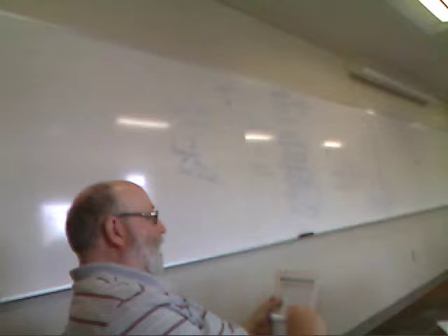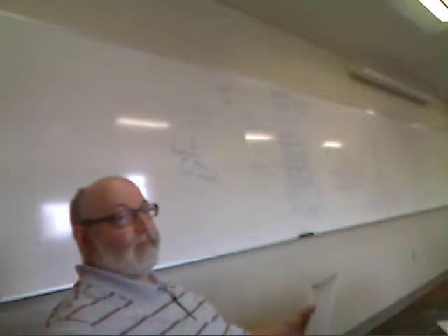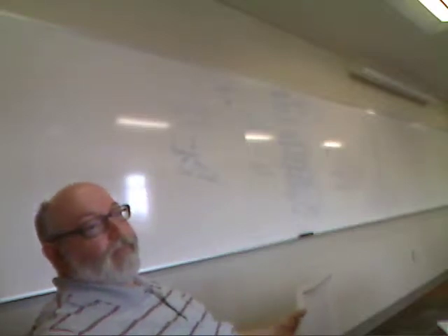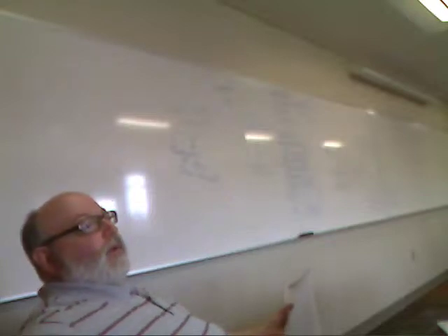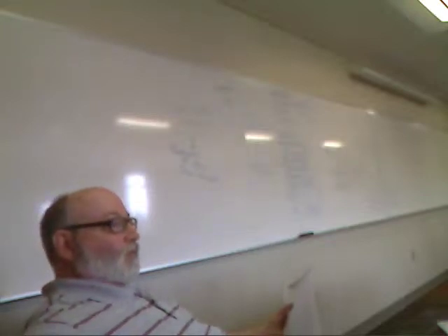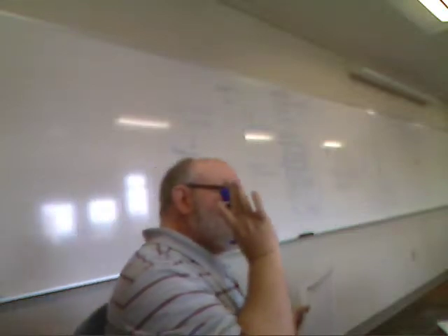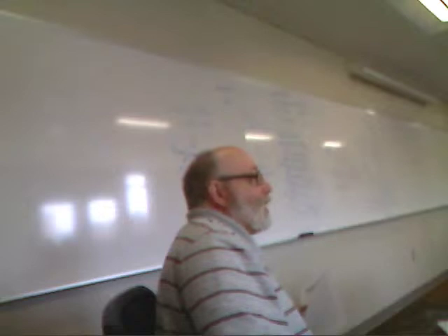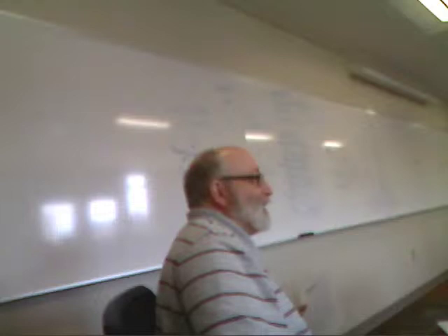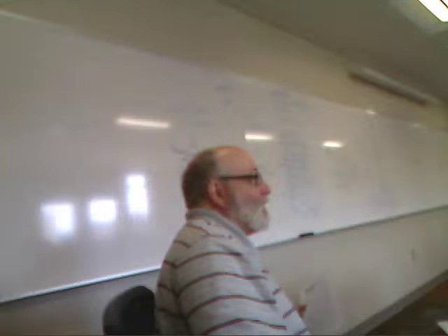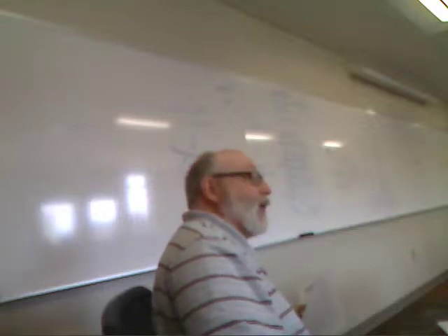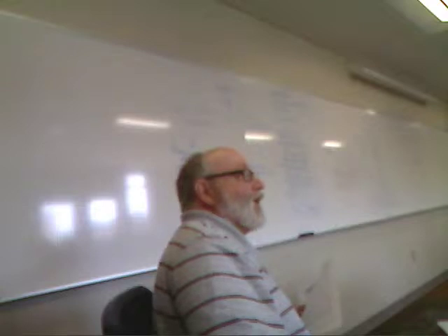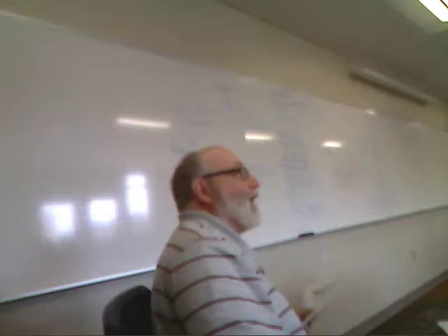Okay, how many tails do we have? How do we know how many tails we have? What am I looking at to find my number of tails? I'm looking at the alternative hypothesis. The alternative hypothesis says greater than, so it's one tail to the right. Okay.